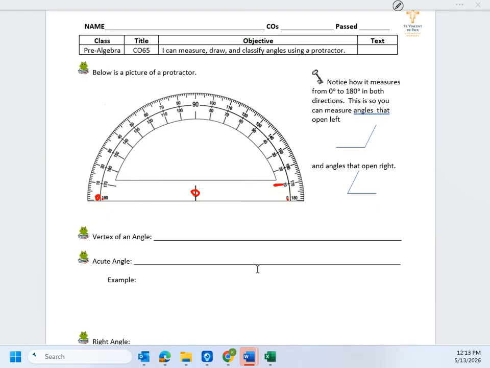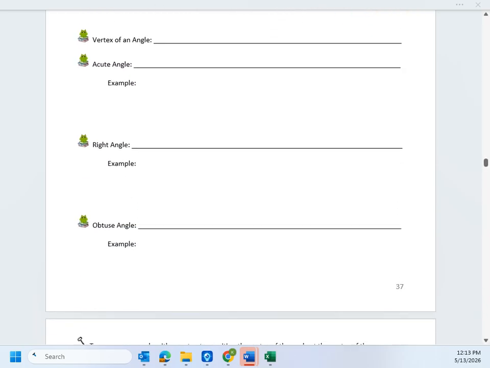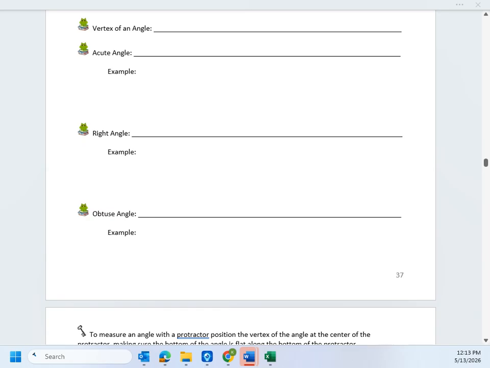Thank you. All right, so angles can go in two different directions. Sometimes our angles open to the left, sometimes the angles open to the right. That's why we have numbers going in different directions. It depends on which way your angle is opening up. So when we get to it, I'm going to show you how you know which set of numbers to use. But first, we're going to go through some vocab words.